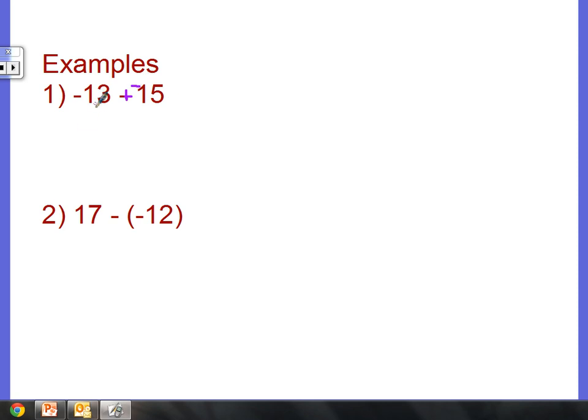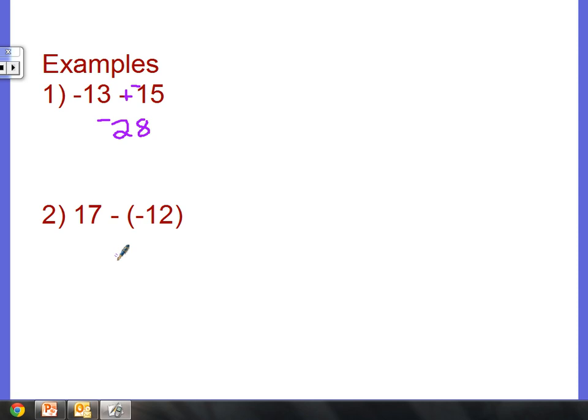So now I'm adding negative 13 and negative 15. My rule for adding integers with the same sign is to add them together and keep the sign. 13 plus 15 is 28. They're both negative, so it is negative 28.